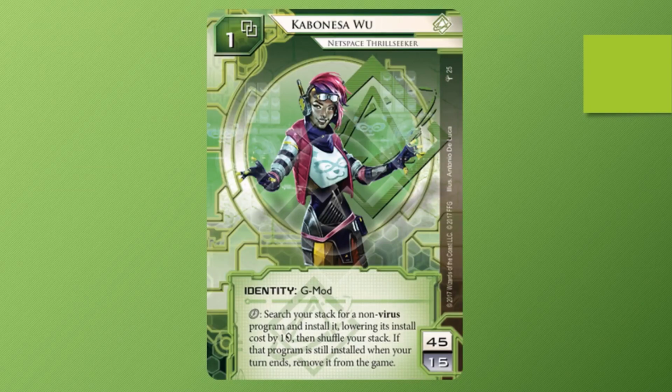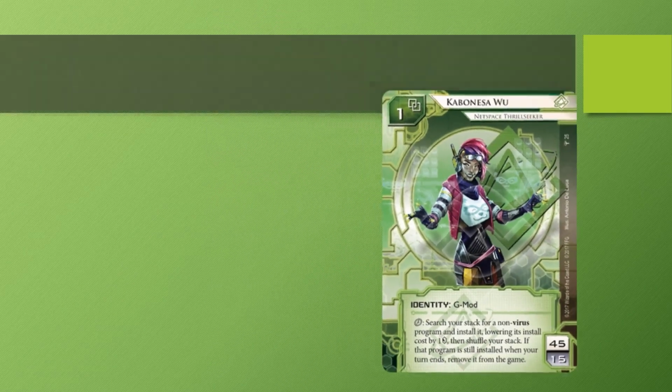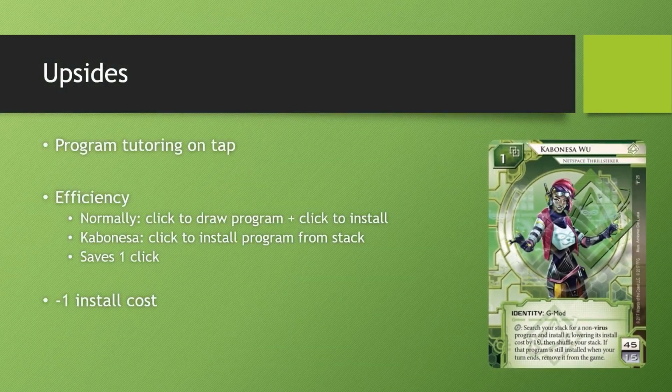Let's dissect this identity. This allows you to search your stack for a non-virus program and install it, lowering its cost by 1 credit, but it will be removed from the game if it's still installed when your turn ends. So it has a couple of upsides here in that it allows you to tutor your programs anytime, anywhere, as long as you have clicks.